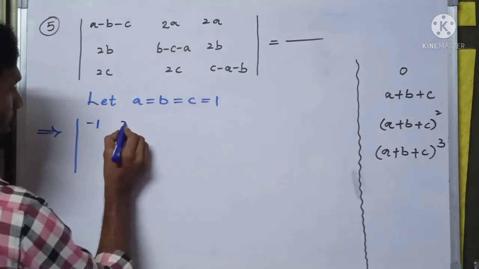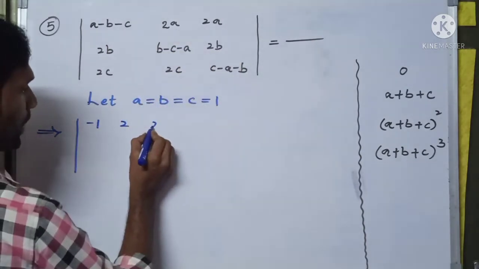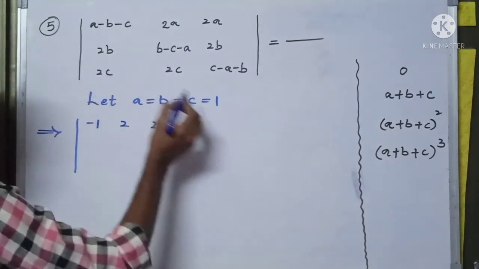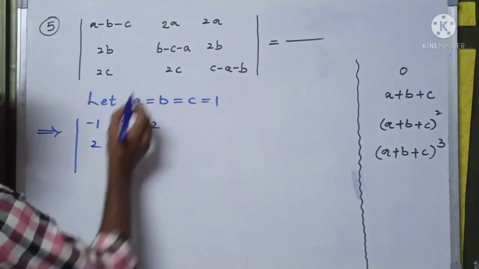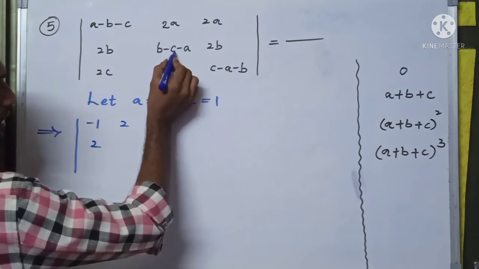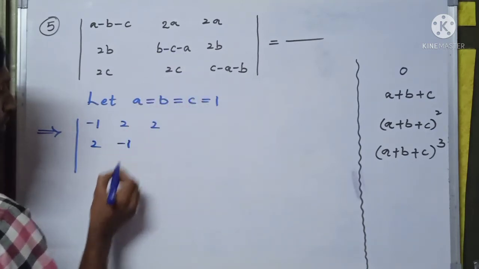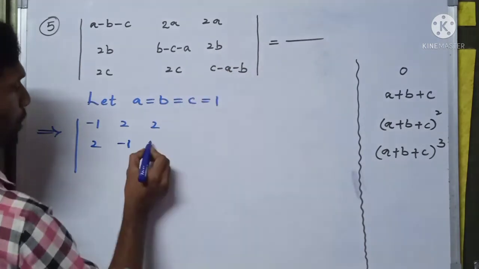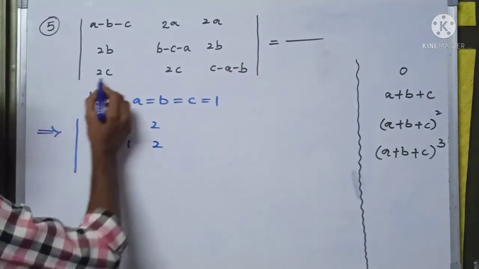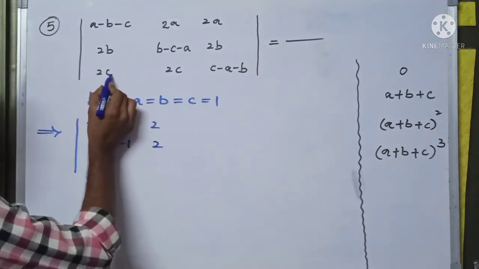2 into 1 it is 2. 2 into 1 it is 2. 2 into B, B is 1, it is 2. B is 1, C is 1, A is 1. 1 minus 1 minus 1, 1 minus 2 it is minus 1. 2 into 1 it is 2. Come to the elements of the third row.